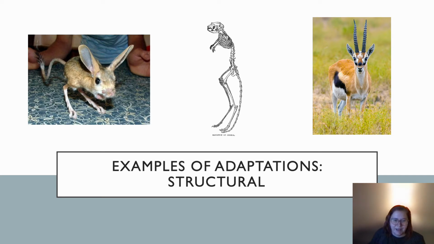Can you see its eyes on the side of its head? Most prey species have eyes on the side of their head so that they can see predators sneaking up behind them. It also has big ears and fast legs to get away from predators.